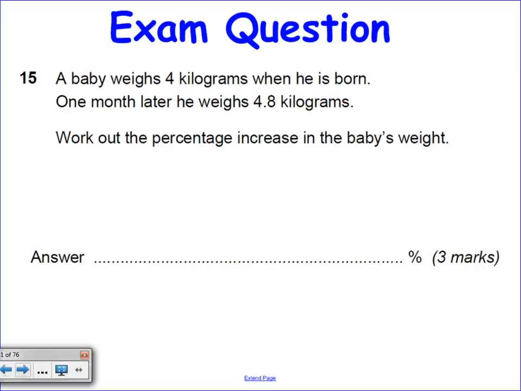Let's get a couple of marks for nothing then. Let's start this. And even though it's 3 marks and you might not get to the end game, there's certainly some marks at the start you can get. So what's the starting point? 4.8. Take away 4. So the baby's weight has increased by 0.8. Happy with that? It's a mark. Never give up on these questions. Bag marks you can get.